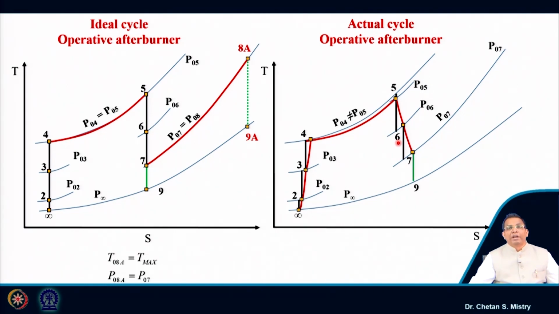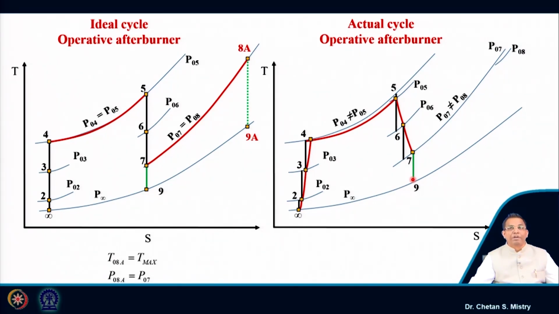Now, what next component we have? Suppose I am not having an afterburner, or I am having an afterburner but I am not operating it. Under that condition, my process will be represented ideally by 7 to 9. Now, from there my flow will enter inside the afterburner.